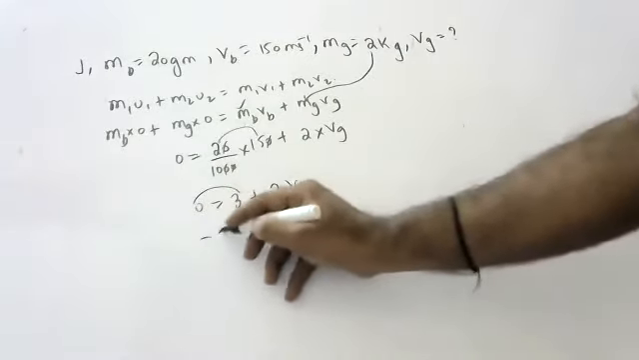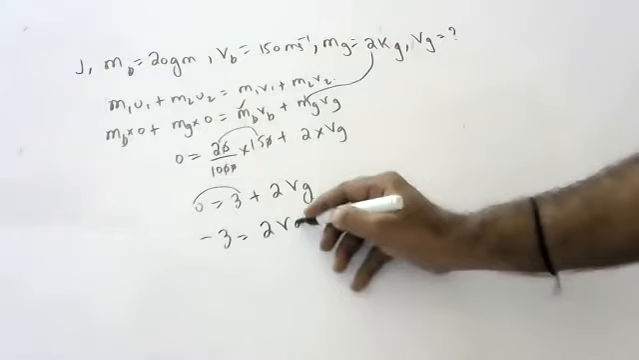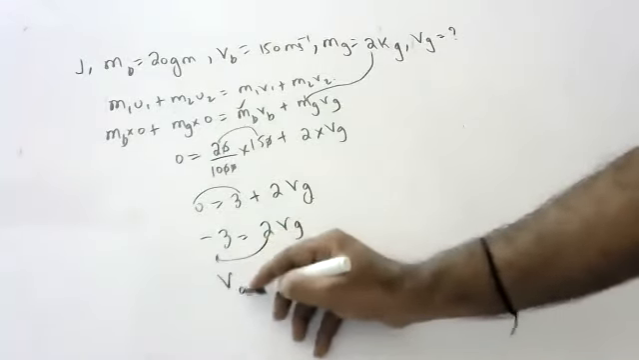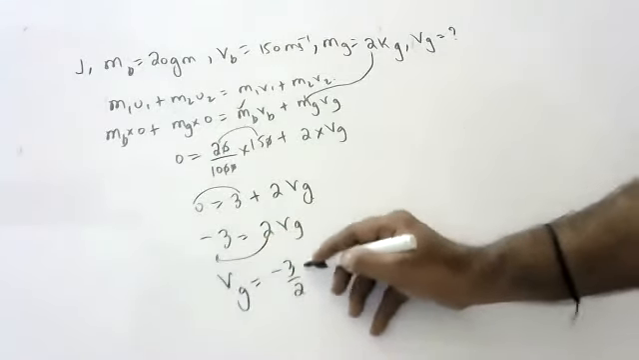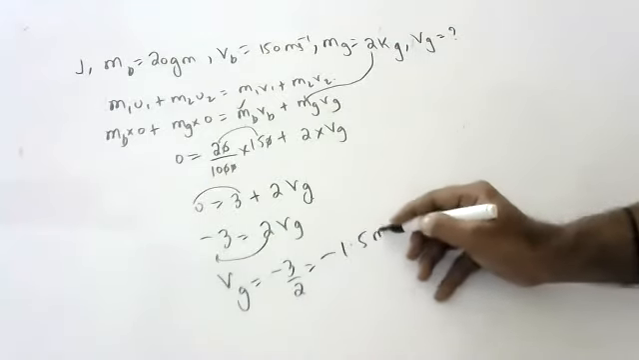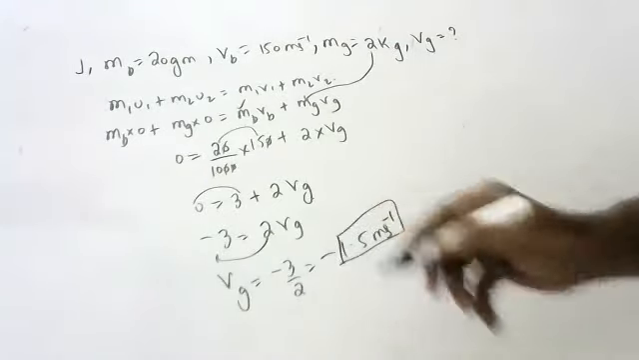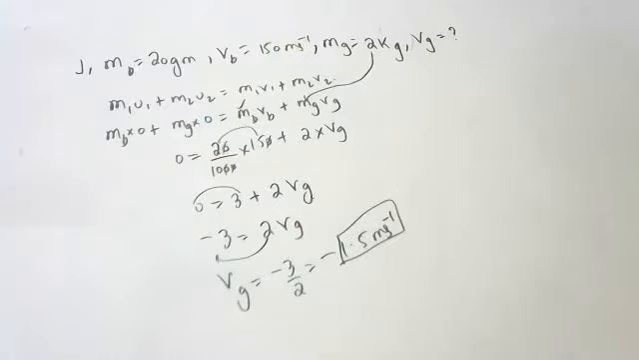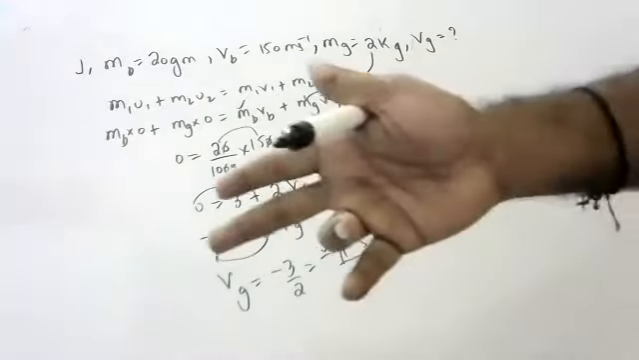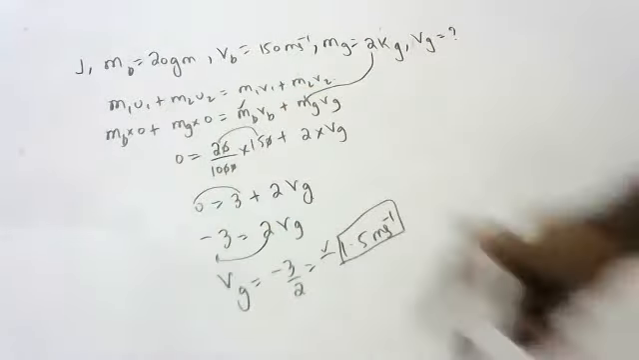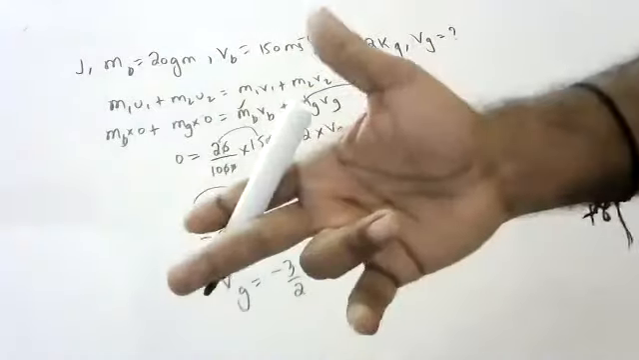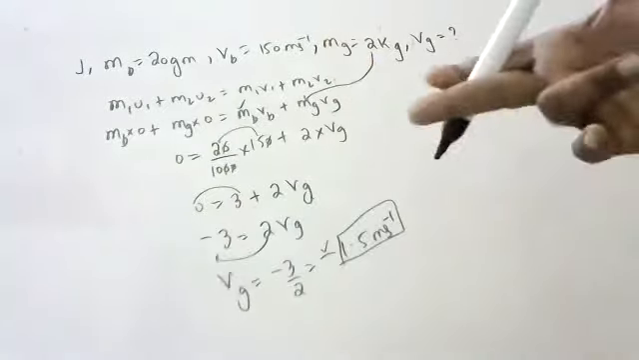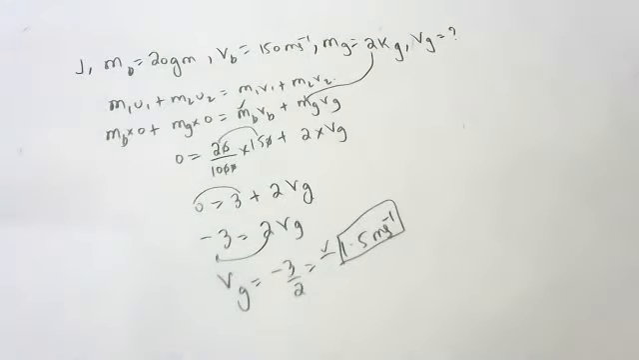This goes here. Minus 3 is equal to 2 Vg. This goes down. Vg is equal to minus 3 by 2. That is, with minus 1.5 meter per second, gun will recoil back. Why did you get minus, anyone? Gun is coming back. That's why you get minus. When you're shooting, the gun will come back. That's why you use minus, children. You have to do like this.